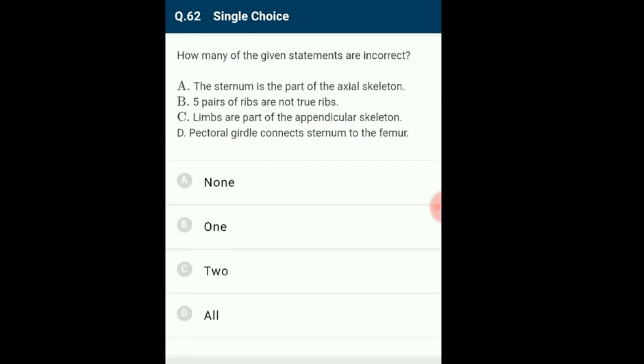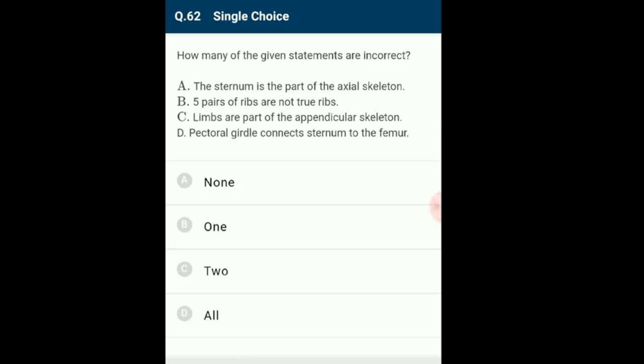Question number 62. How many of the given statements are incorrect? There are 4 statements given. First one is skull. It is made up of 22 bones. A, cranial bone, that is 8 bones. B, facial bones, that is 14 bones. Second one is ear ossicles. It includes 6 bones. Then third one is hyoid bone, that is 1 in number. Fourth one, vertebral column, that is made up of 26 bones. Fifth one, sternum, it is 1 bone. Sixth one, ribs, that is in 12 pairs.